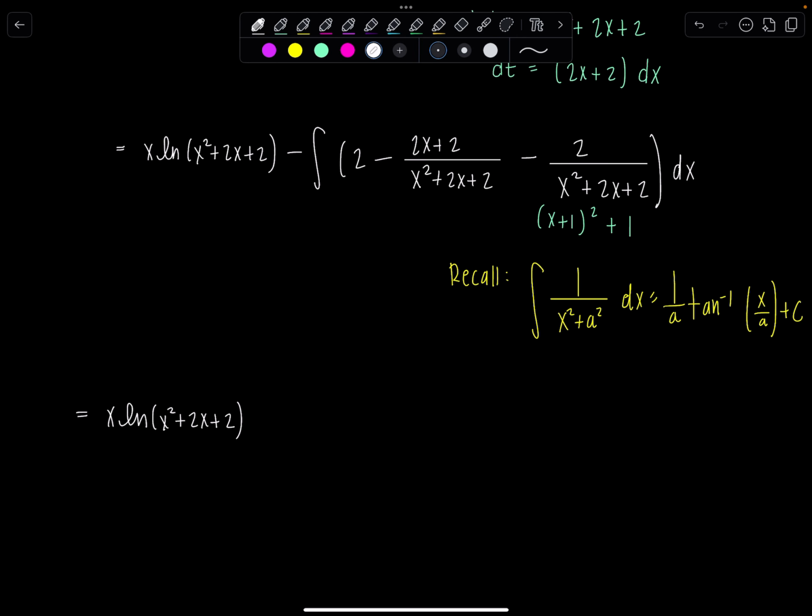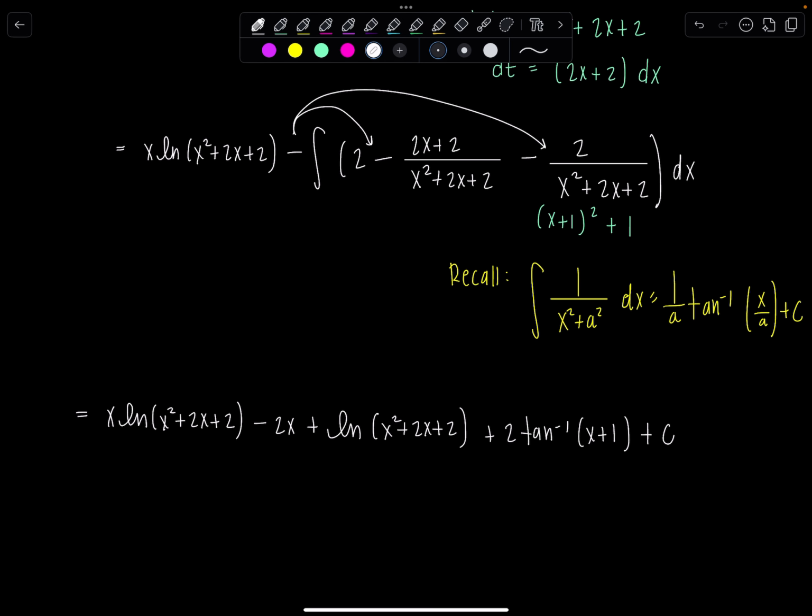Okay, let's take the antiderivative. So it'll be x ln(...) minus 2x. Then this will distribute, it'll be plus, remember we just had ln of the denominator, which isn't going to be negative, so I'm just going to leave parentheses. And then this is going to be plus 2 tan inverse (x plus 1). Very good, plus c.